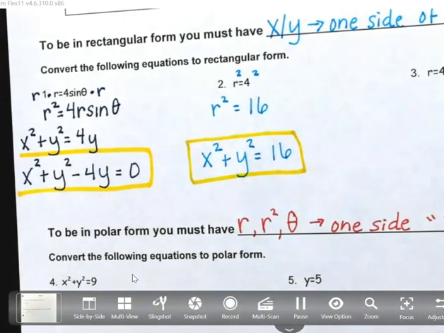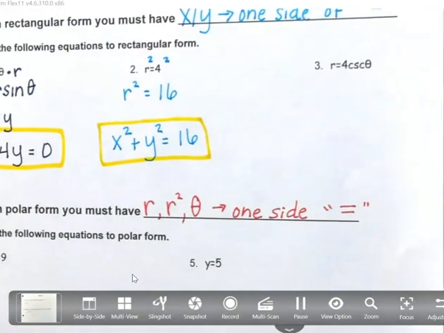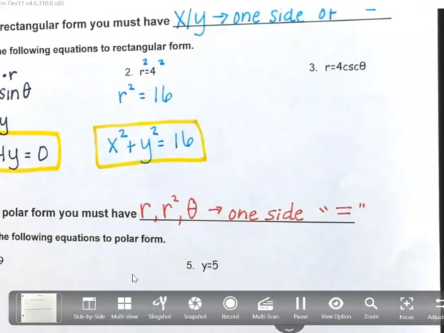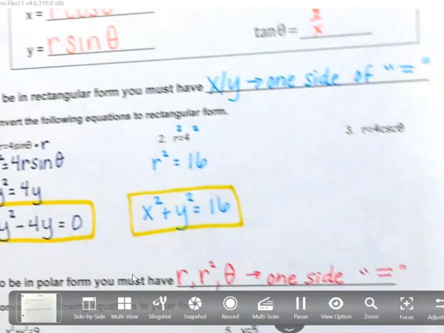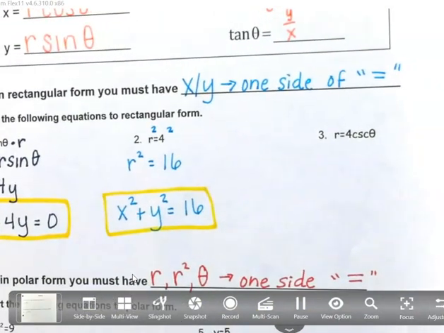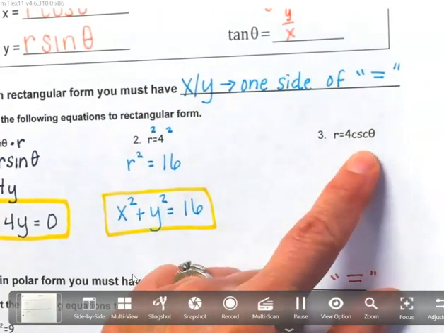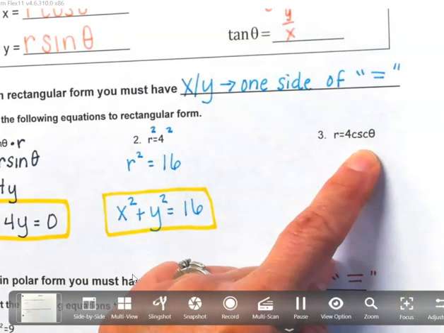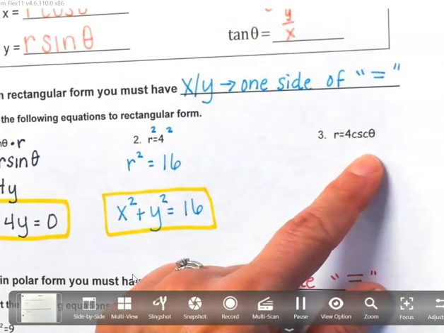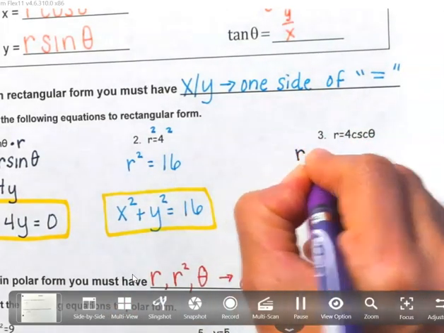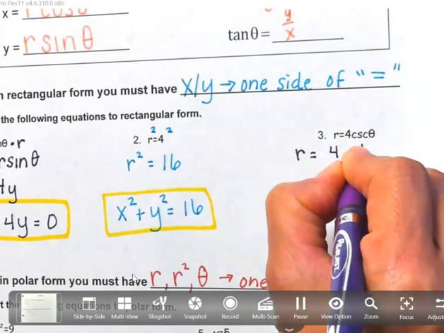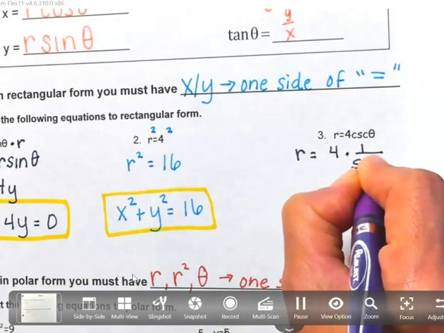All right, let's take a look at the next one. So for the next one, we have r equals 4 cosecant theta. Y'all, there is no cosecant. There's no reciprocals. So let's get rid of the reciprocal and write the fraction form. So we're going to write 1 over cosine, or I'm sorry, 1 over sine theta on this side. So r is going to equal 4 times 1 over sine theta.